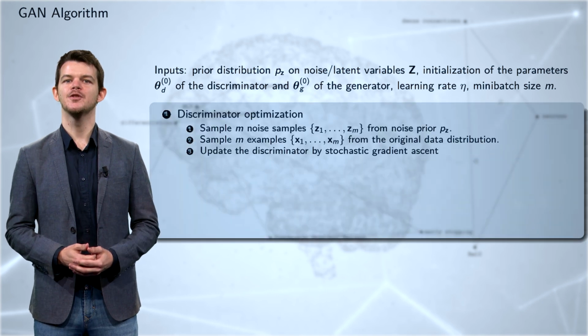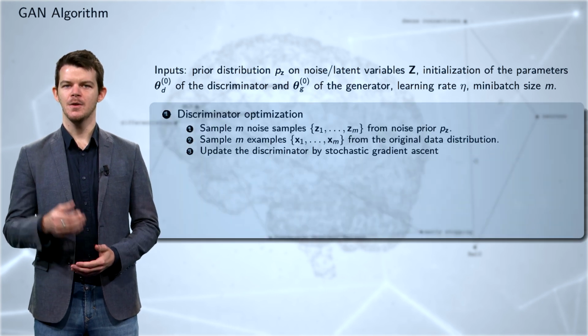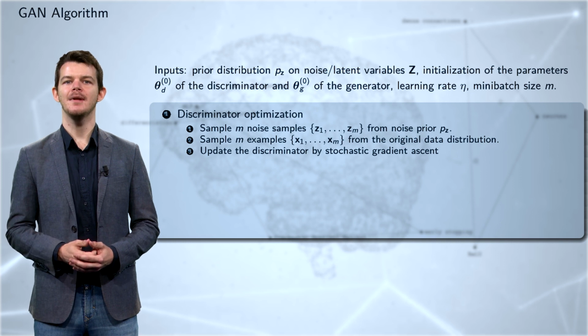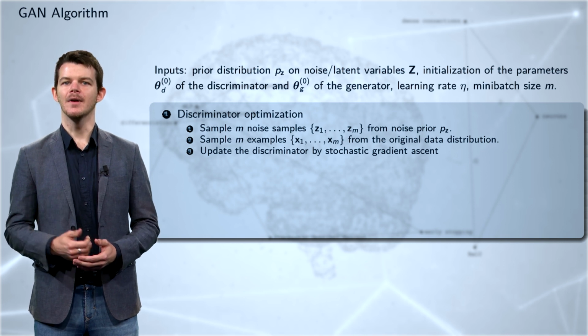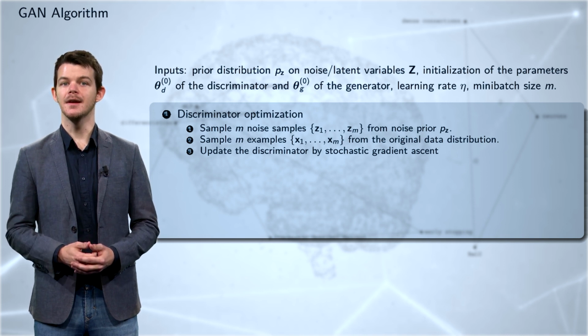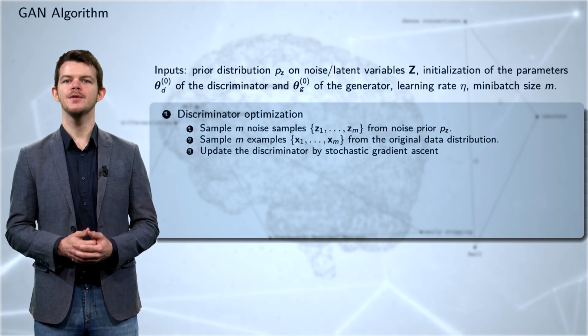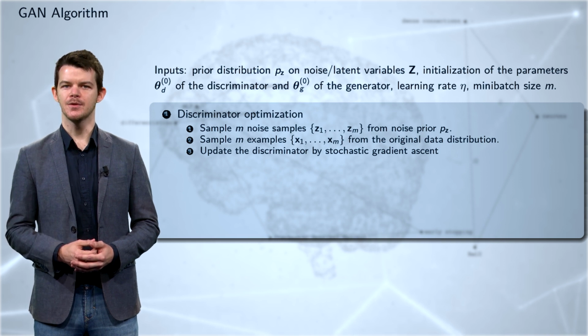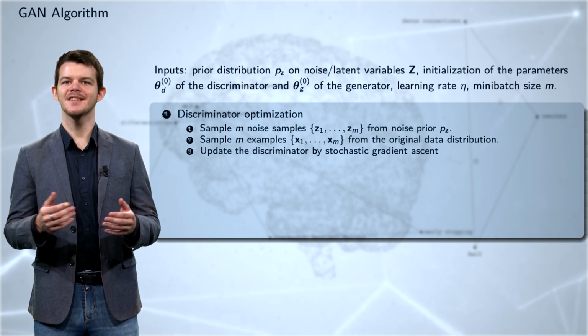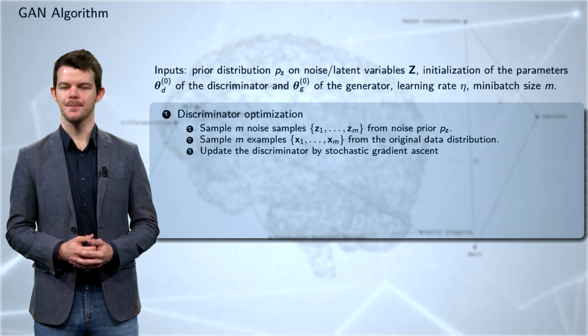Then the first step is to optimize the discriminator. To this aim, you sample m latent variables z1 until zm from the prior pz. You also sample m observations x1 until xm from the original distribution. Then you use these two samples to compute an empirical version of the value function V that you want to maximize, and you update the parameters of the discriminator using a stochastic gradient ascent step.